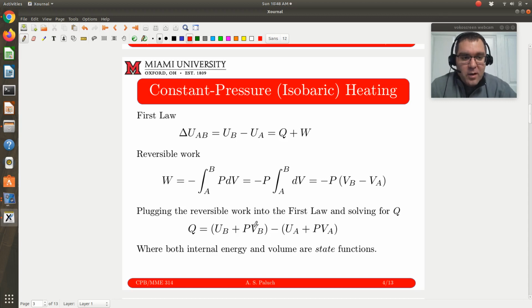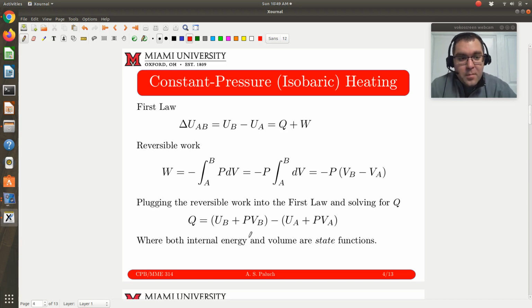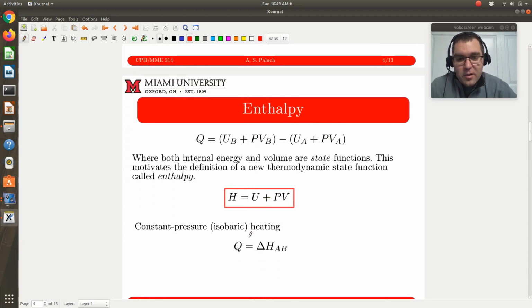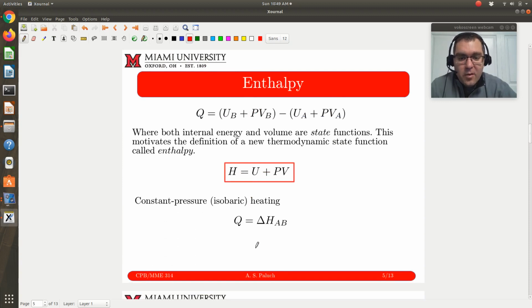U is a state function, it's my internal energy. V is my volume, and volume is also a state function. And pressure is also an intensive property. So these are all state functions, and U plus PV comes up so often that we define a new state function called enthalpy. So enthalpy is just defined as being U plus PV.